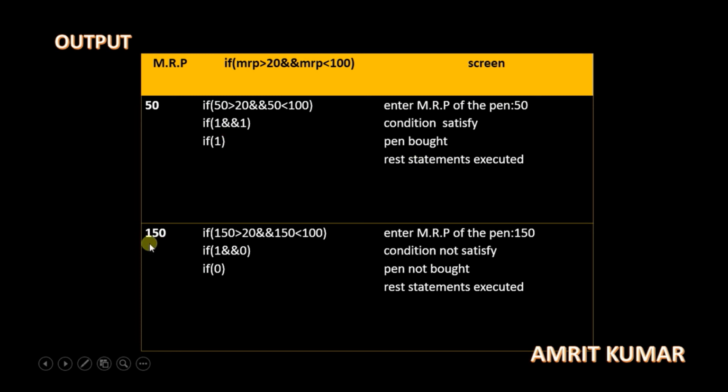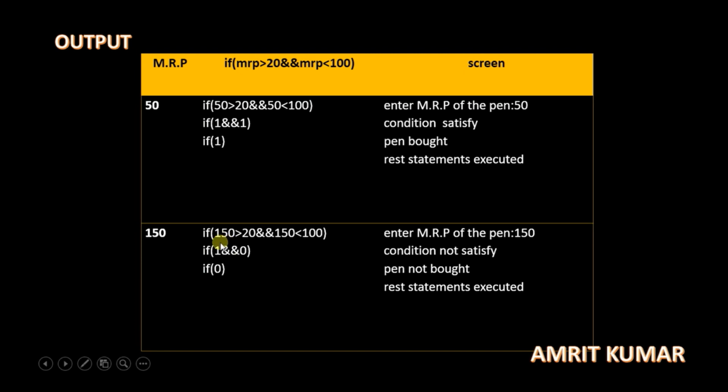Now if the user has given us 150, entered MRP of the pen, and the user has given 150, then that is going to be stored in the MRP variable. That is the fact, and that is so clear. So here you can see that if the condition is true, then the if part is going to be executed, and if the condition is false, then the else part, or any other statement, is going to be executed.